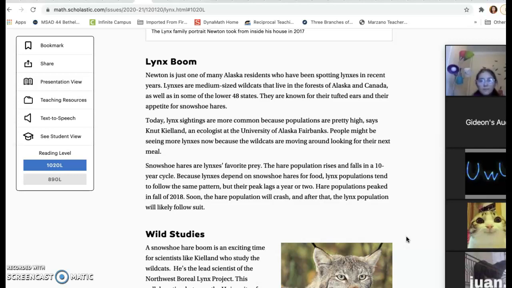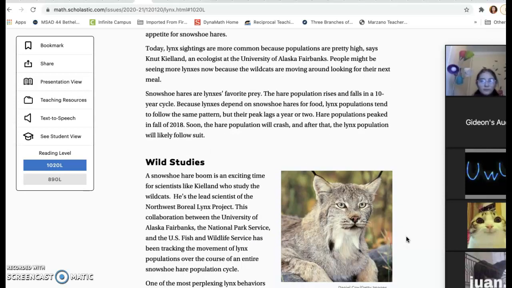Snowshoe hares are lynx's favorite prey. The hare population rises and falls in a 10-year cycle. Because lynxes depend on snowshoe hares for food, lynx populations tend to follow the same pattern, but their peak lags a year or two. Hare populations peaked in the fall of 2018. Soon, the hare population will crash, and after that, the lynx population will likely follow suit.